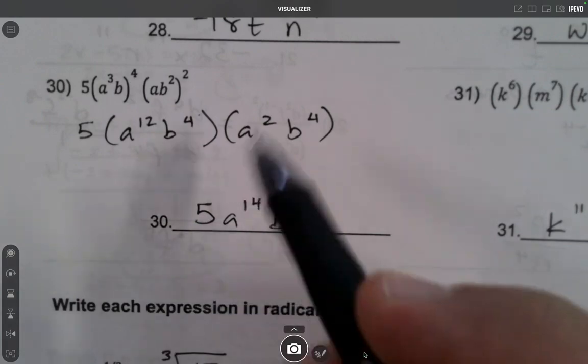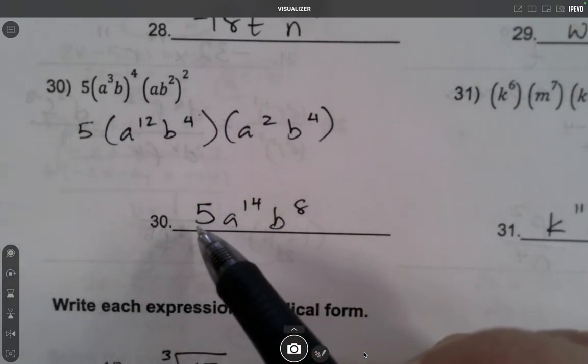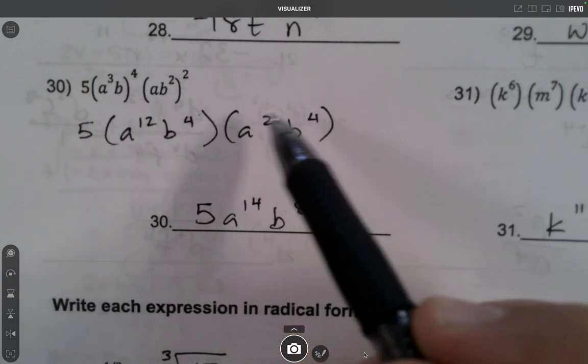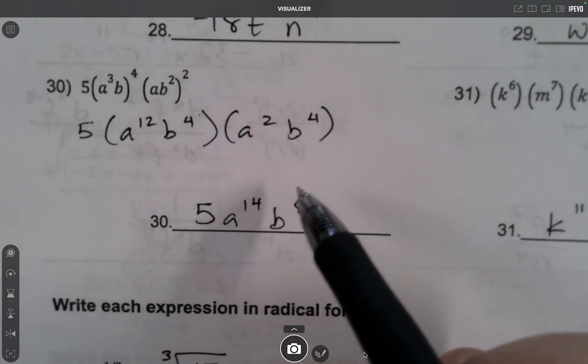But that's just step 1 because we still have to combine these like terms. 5 is still just itself 5. But we have to add 12 and 2 to get 14 for the exponent of a. 4 plus 4 is 8 for the exponent of b.